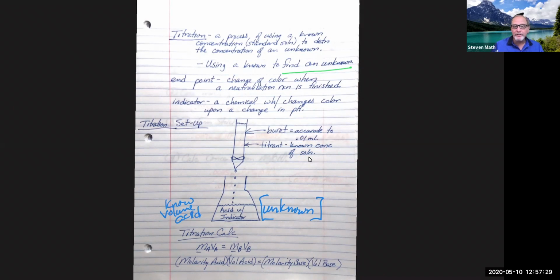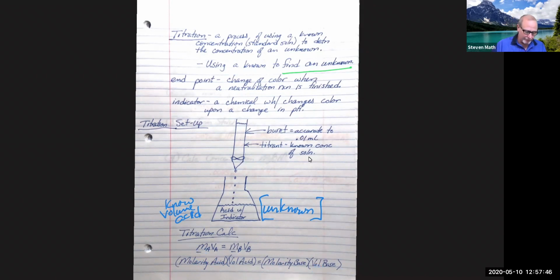The titration calc couldn't be easier. All we're going to do is take the molarity of the acid times the volume of the acid equal to the molarity of the base times the volume of the base.